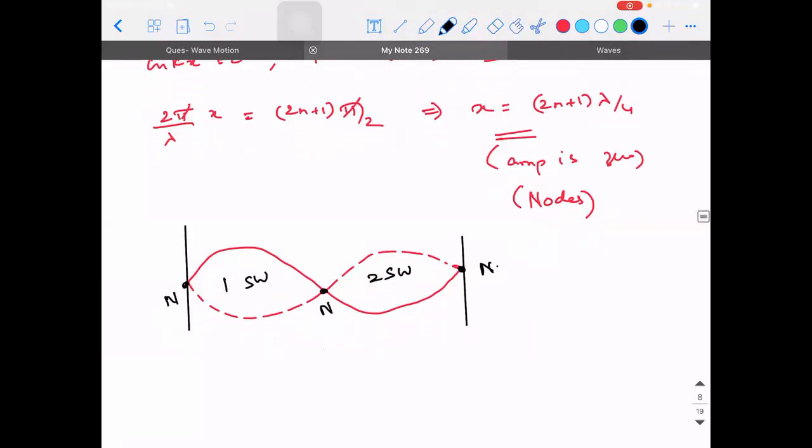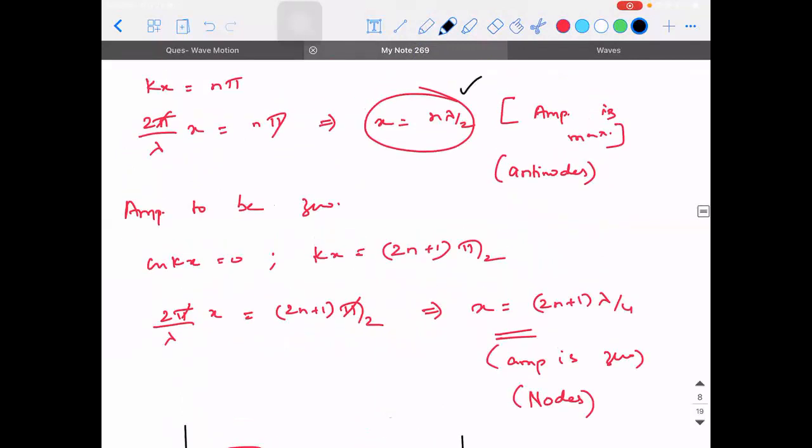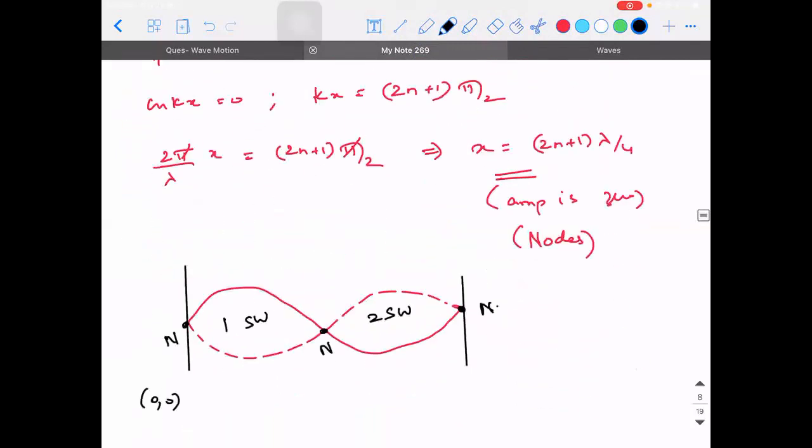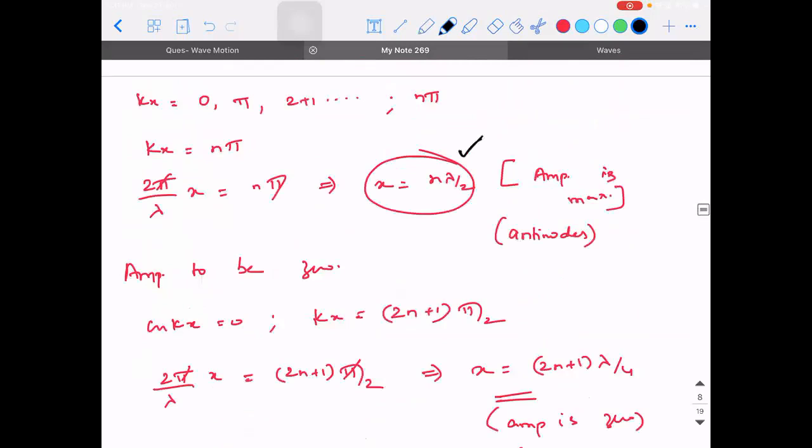Now, how is the mathematical condition going to help us? If I take this point as origin, correct? X is equal to n lambda by 2 is what we are seeing. So this is the point of antinode. There is an antinode, there is an antinode. Correct? So with respect to the initial point, at what distance from the initial point will the first antinode be present according to this expression n lambda by 2?